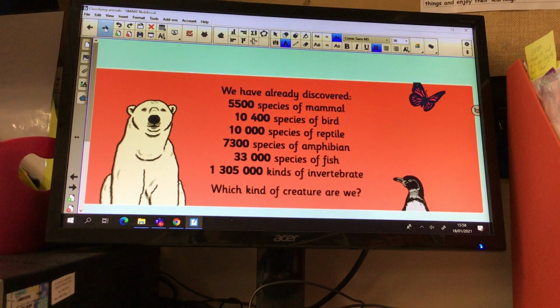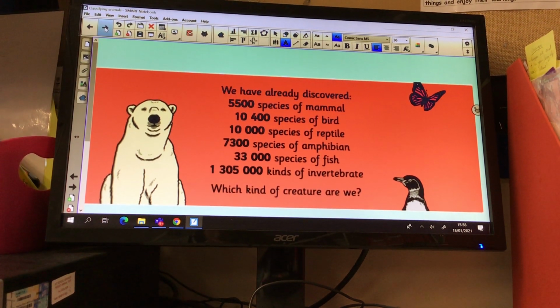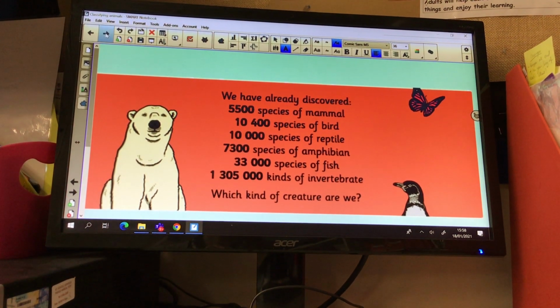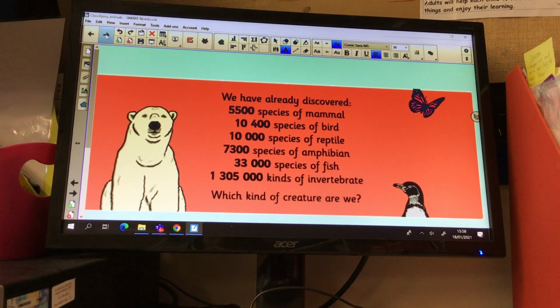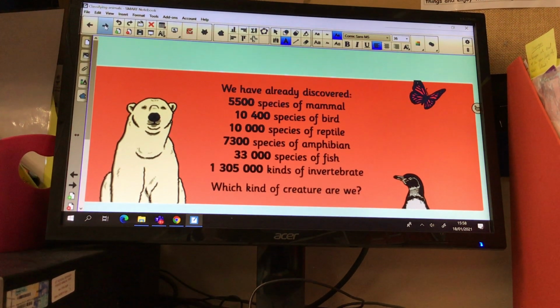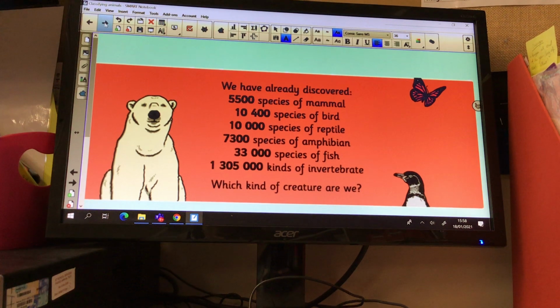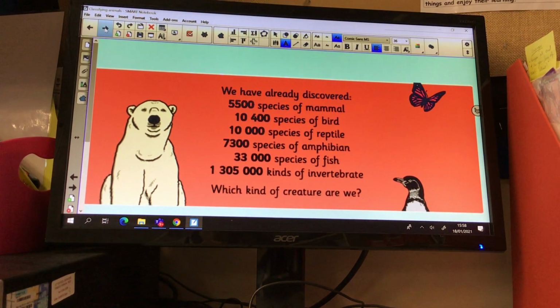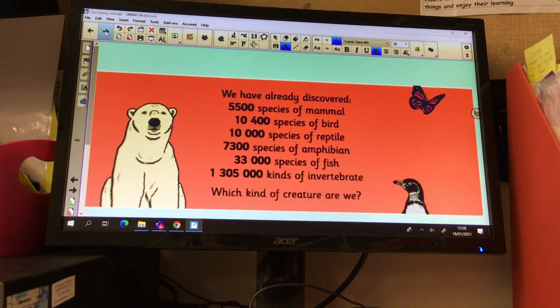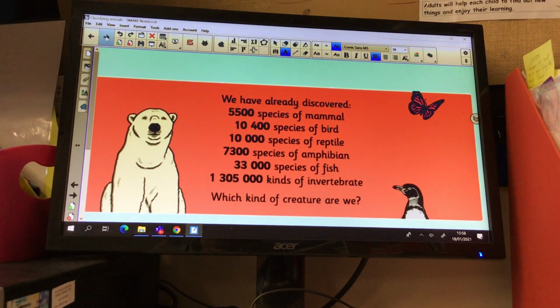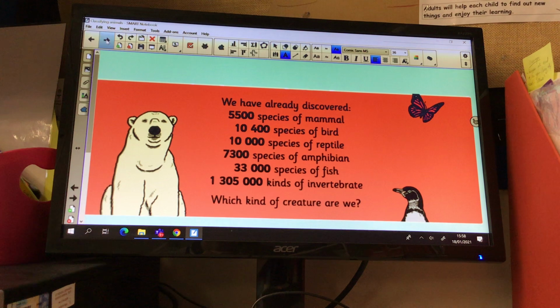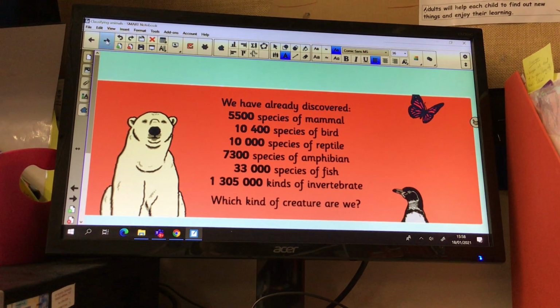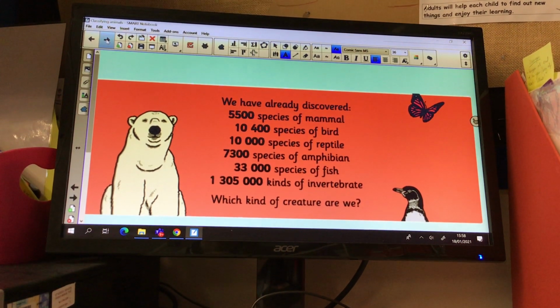So we've already discovered 5,500 species of mammal, 10,400 species of birds, 10,000 species of reptile, 7,300 species of amphibians, 33,000 species of fish, and 1,305,000 kinds of invertebrate. Which kind of creature are we? Can you remember? Yep, that's right, we're mammals.